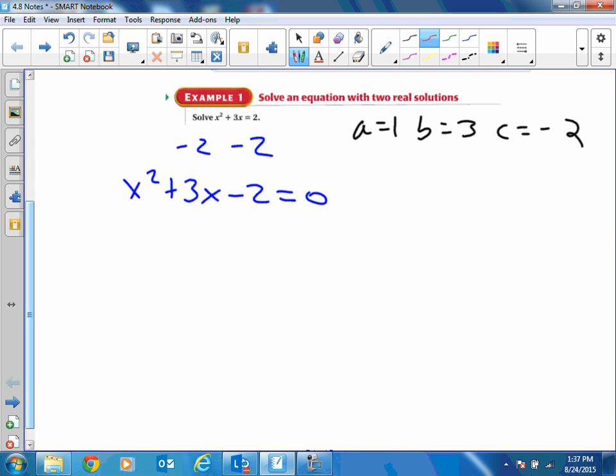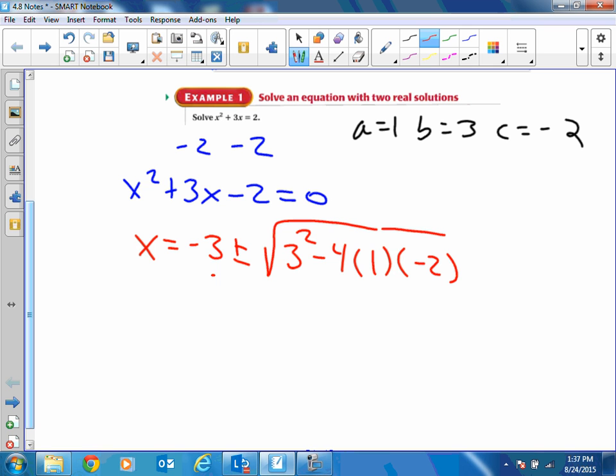So then we do x equals opposite b, which 3 is b, so -3, plus or minus square root, b squared, which is 3, so 3 squared, minus 4 times a, which is 1, times c, which is -2, all over 2 times a, so 2 times 1. And that's how you set it up. You just plug in numbers into the quadratic formula above. Then you simplify from there. Plug it in and simplify.